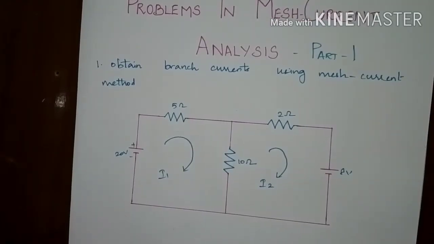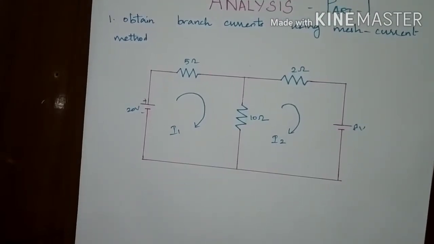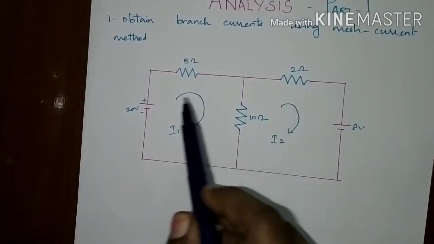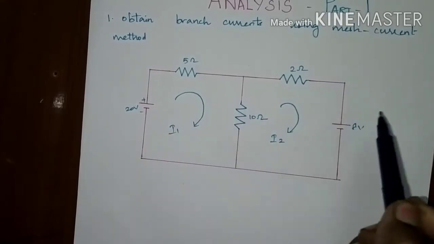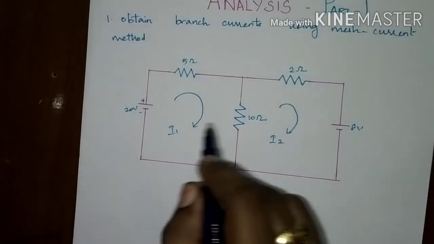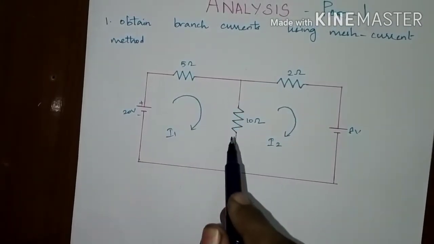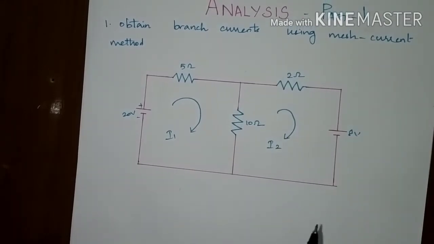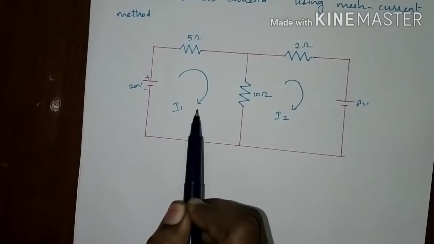In this problem, obtain the branch current using the mesh current method. The first step is to identify the number of meshes. There are 2 meshes, and we have to show whether the current is clockwise or anti-clockwise. Here I have taken the current in clockwise direction. Now we have to obtain the mesh currents in each mesh. So, in the first mesh, apply KVL.